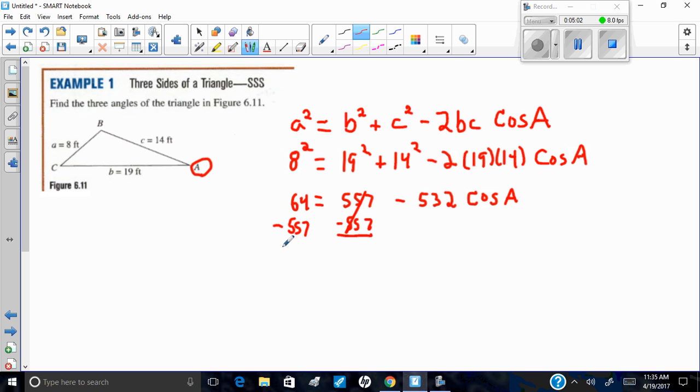That goes away, and we get a negative 493 is equal to negative 532 times the cosine of A. Divide both sides by negative 532.